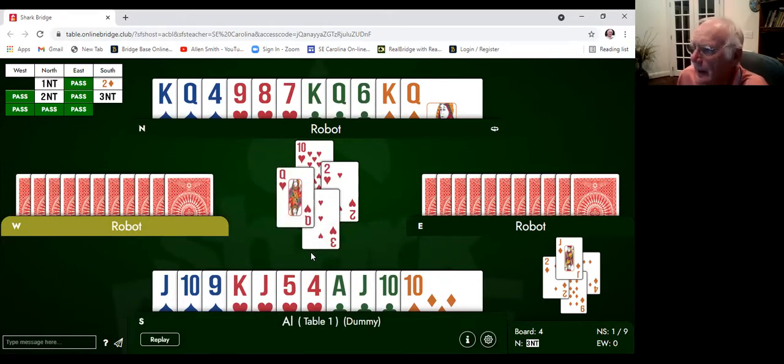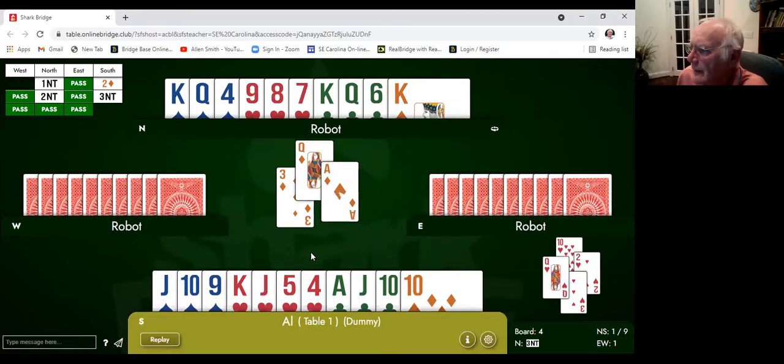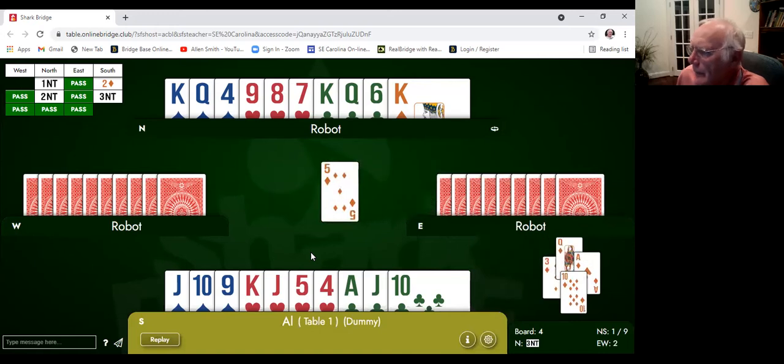He says, okay, my partner led diamonds. I'm going to return the diamond. So he returns the diamonds. The queen gets played. They take the ace. And he says, okay, I'm going to lead the diamonds again. So he leads the diamonds again, because he can look at the dummy and he doesn't see anything there.